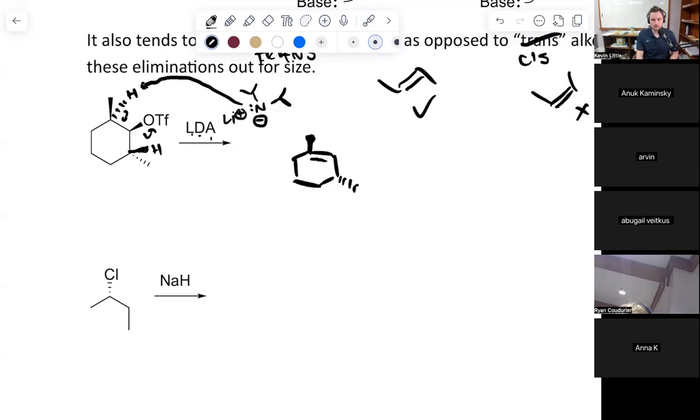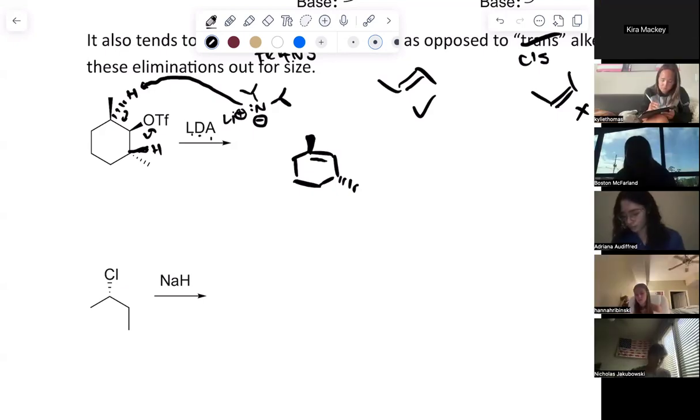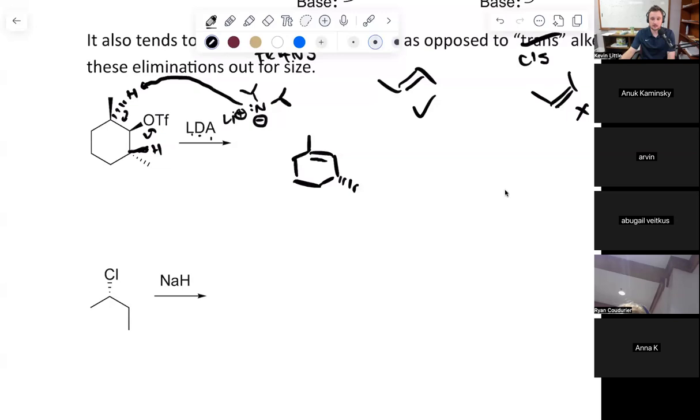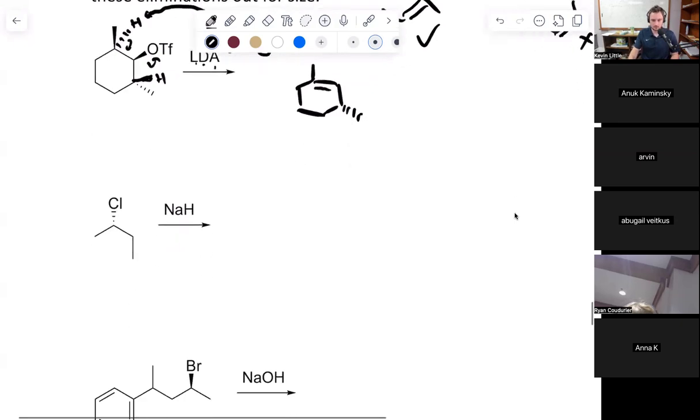Is that what you guys all got? Shouldn't the methyl not be a wedge? Thank you. The methyl should not be a wedge because that's a trigonal planar carbon now. It has become flat. It's no longer sp3. Good catch. I did that on purpose.